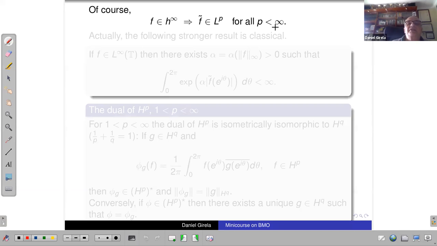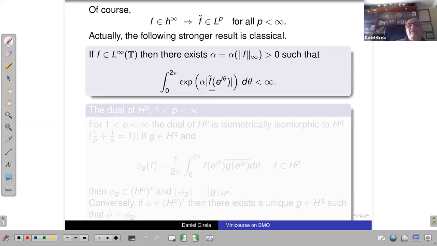For sure, it appears in Zygmund's book on trigonometric series that if F is in L infinity, then the conjugate function satisfies an exponential integrability. If we have a function in L infinity, then there is a positive constant alpha, which depends only on the L infinity norm of F, so that the integral of the exponential of alpha F tilde is finite. So this is, of course, a result which is stronger than this one, that if F is in L infinity, then F tilde is in LP.